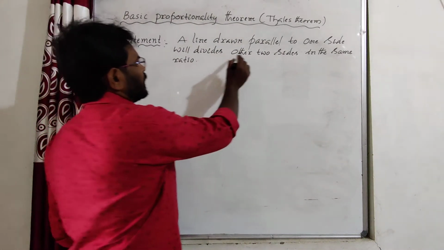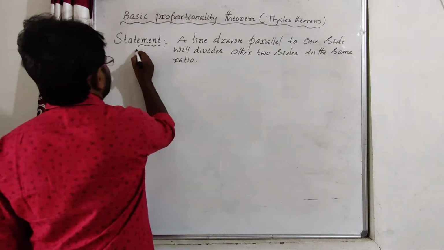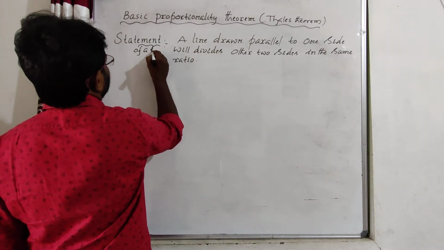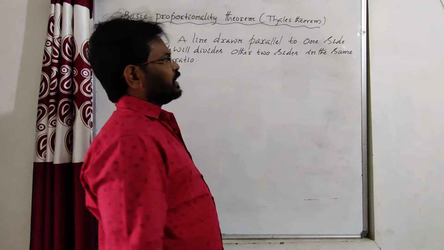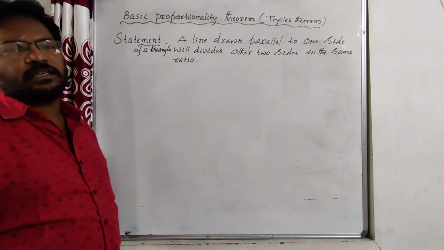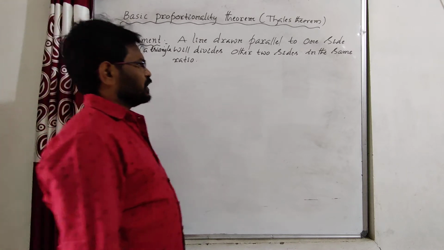A line drawn parallel to one side of a triangle will divide the other two sides in the same ratio. Okay.